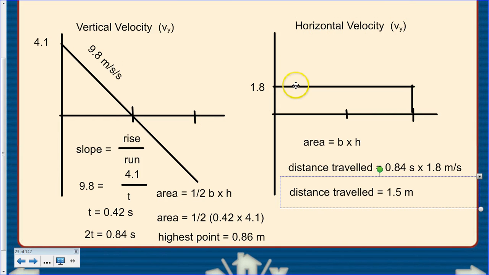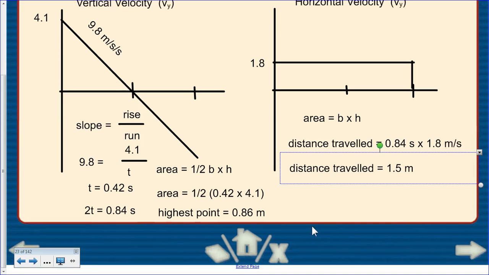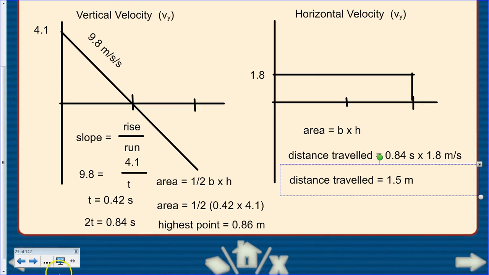Horizontal velocity. The acceleration is 0. There's nothing slowing it down. It starts at 1.8 and it's 1.8 for the entire time until it hits the ground again and stops moving. We simply have to figure out the area, base times height. So the distance traveled is going to be 0.84 times 1.8, 1.5 meters. It travels a total of 1.5 meters. It's in the air 0.84 seconds, and the highest it got was 0.86 meters. So that's how you solve this problem.